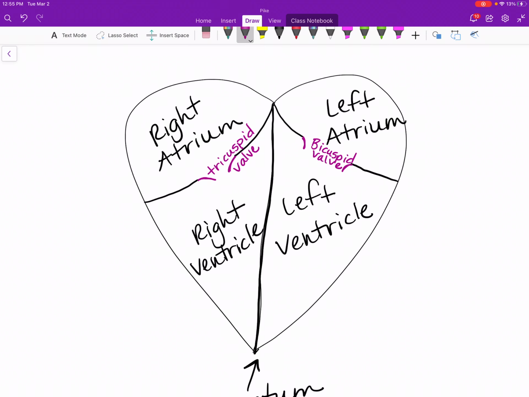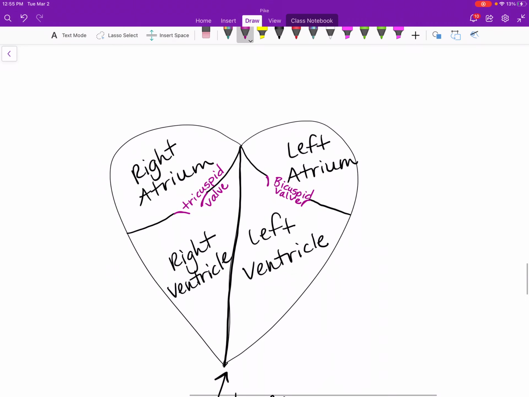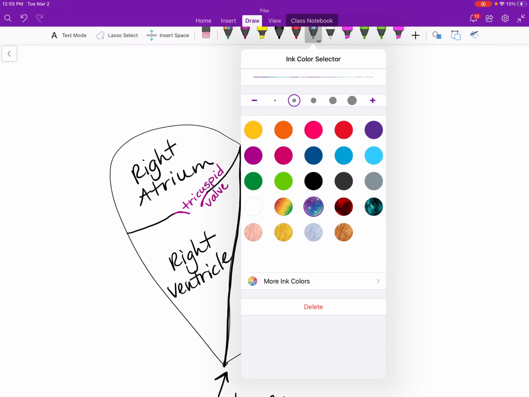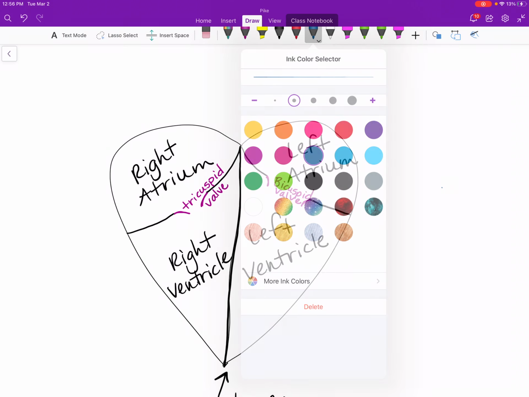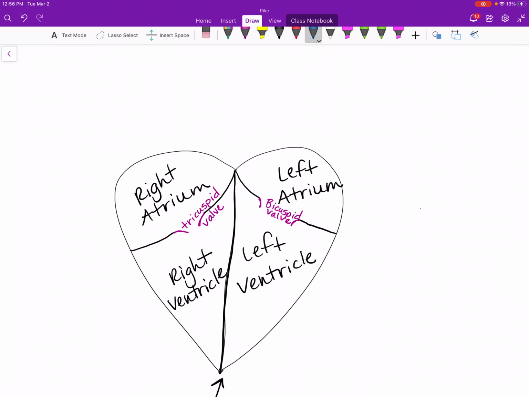So now I'm going to do the valves leaving the heart, but that's where we have to start adding on our associated vessels. So I'm going to grab a different color. I don't really need blue, but I'll just grab dark blue. Okay. So now on our associated vessels, maybe I'll grab like a pink. Is there a pink? There we go.